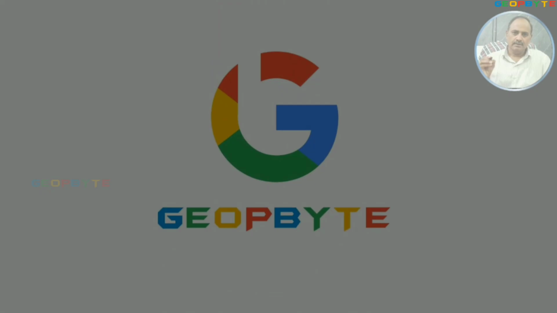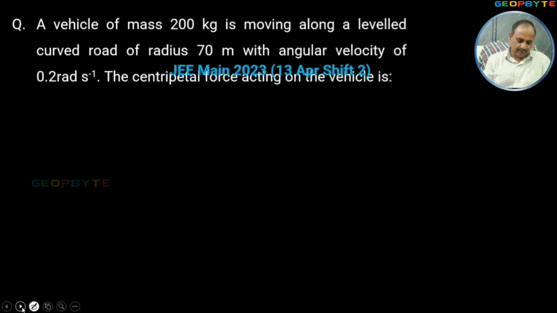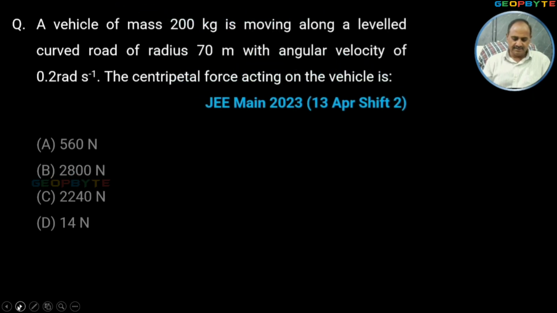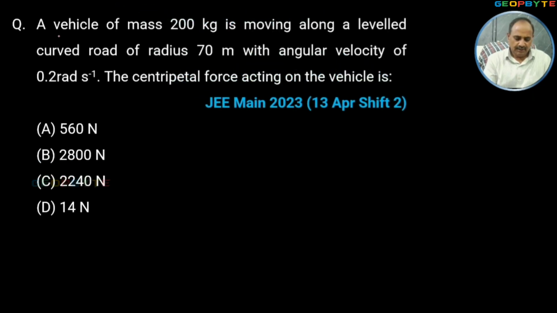Let us take another question. Try to read it clearly. It is asking like this: a vehicle of mass 200 kg is moving along a level curved road of radius 70 meters with angular velocity of 0.2 radians per second.